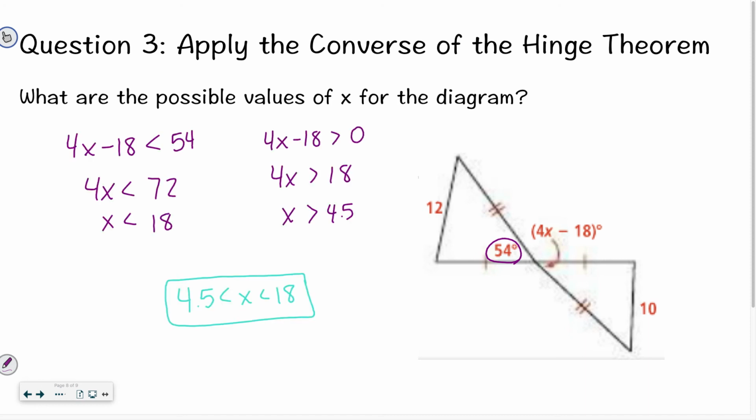Hopefully you set 4x minus 18 to be not equal to 54, but less than 54, because 54 was opposite a side length of 12, and 4x minus 18 was opposite a side length of 10. So since 12 is bigger than 10, I know that angle 54 has to be bigger than my 4x minus 18. When I solve that, I end up with x is less than 18. And then, just like I said, I know that this angle also has to be greater than 0. So I'm going to say that 4x minus 18 is greater than 0 and solve, and I get x is greater than 4.5. And if I write my inequality as a single inequality, I have 4.5 is less than x is less than 18.